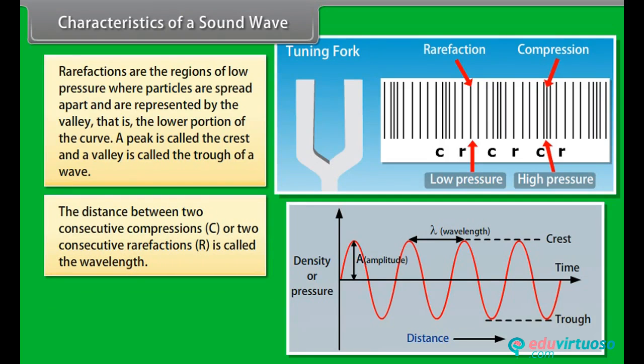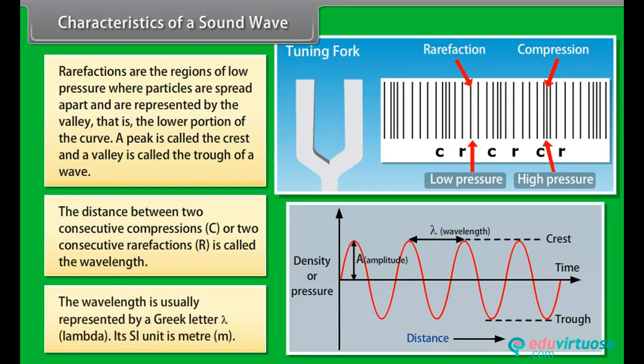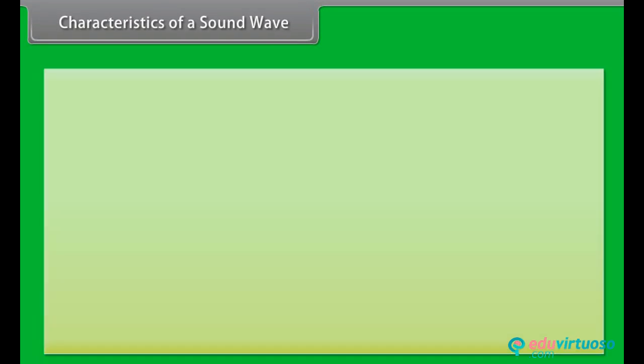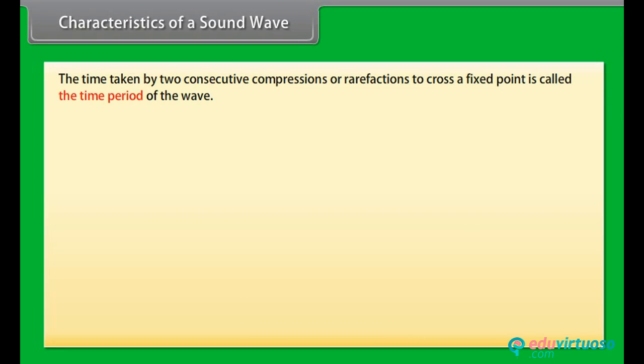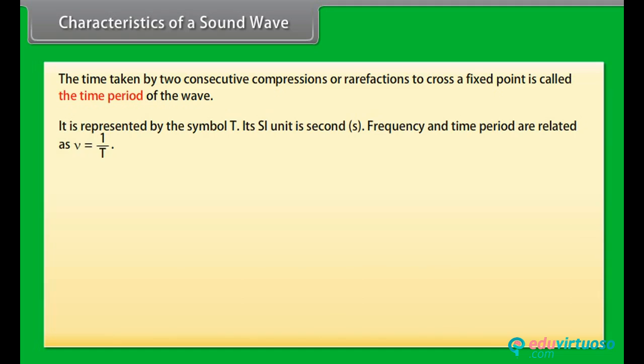The distance between two consecutive compressions or two consecutive rarefactions is called the wavelength. The wavelength is usually represented by the Greek letter lambda. Its SI unit is meter, m. The time taken by two consecutive compressions or rarefactions to cross a fixed point is called the time period of the wave. It is represented by the symbol T. Its SI unit is second. Frequency and time period are related as nu equals 1 upon T.